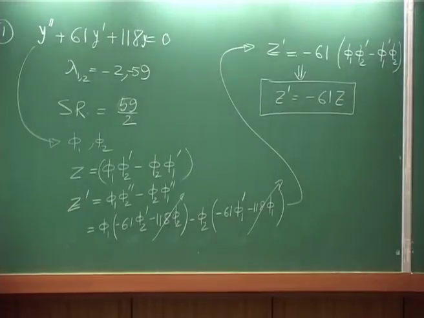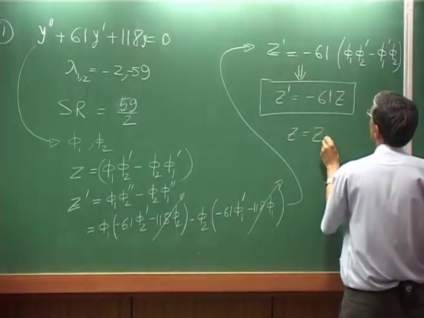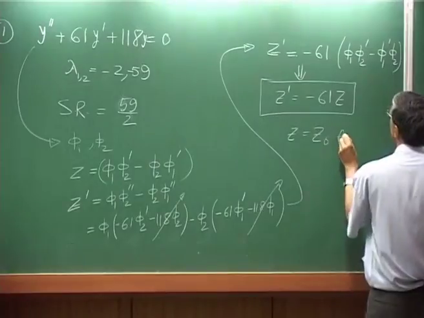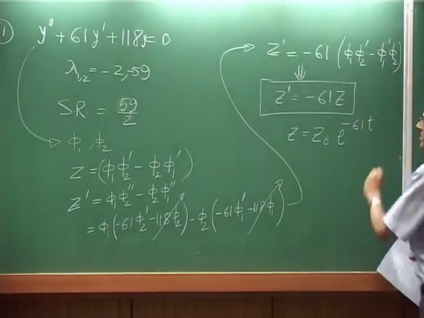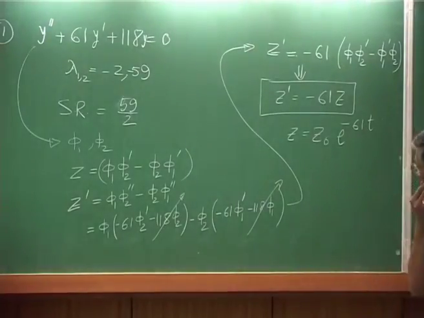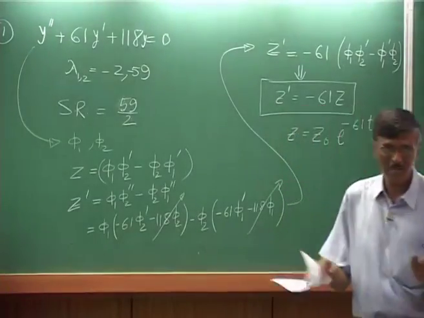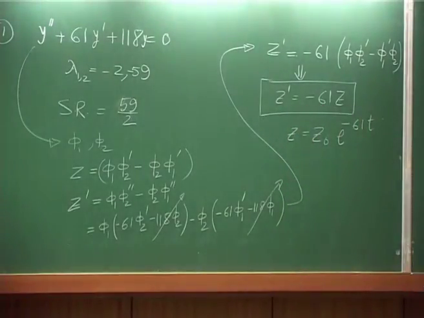This is what I said, that you start off with a second order equation, you end up with a single equation. That is it, and that is very simple to solve. That would be some z is equal to some initial solution times e to the power minus 61 t. Okay. So, that was the first part. Everybody clear about it? Shakti, is it understandable now? Okay.